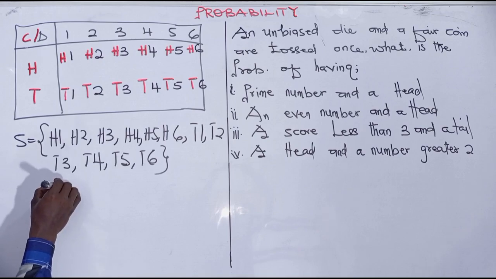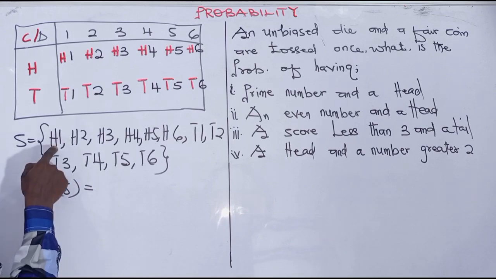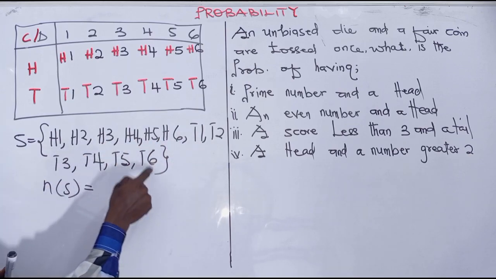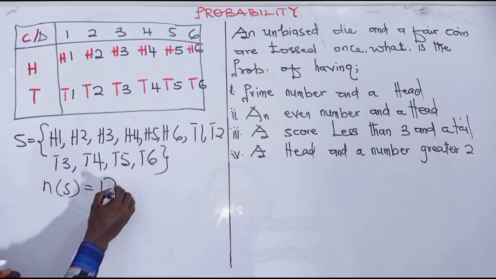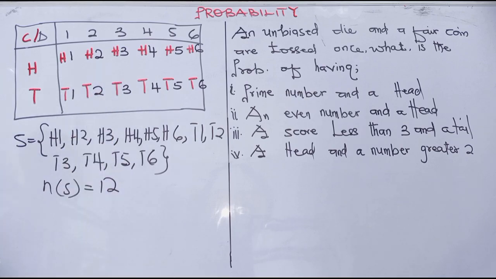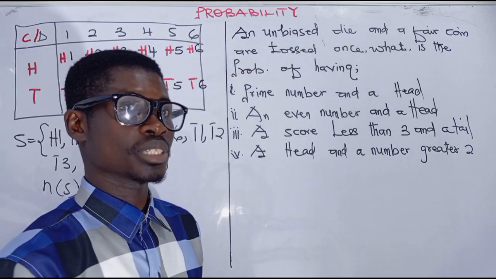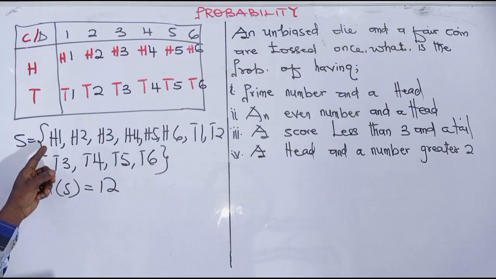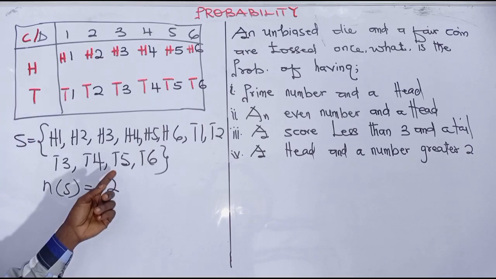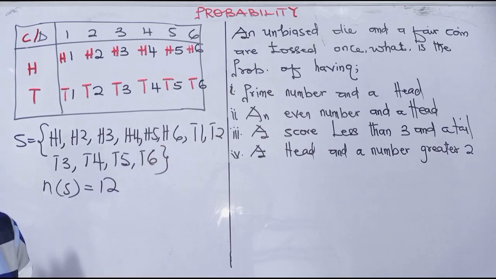So we have a number of outcomes in the sample space. We are going to count them one after the other: 1, 2, 3, 4, 5, 6, 7, 8, 9, 10, 11, 12. So we have 12 outcomes in this compound experiment. So when we toss the die and then the coin, some of the outcomes can be a head and then the number 1. You can also get a tail and then the number 5. You can also get a head and then the number 6.